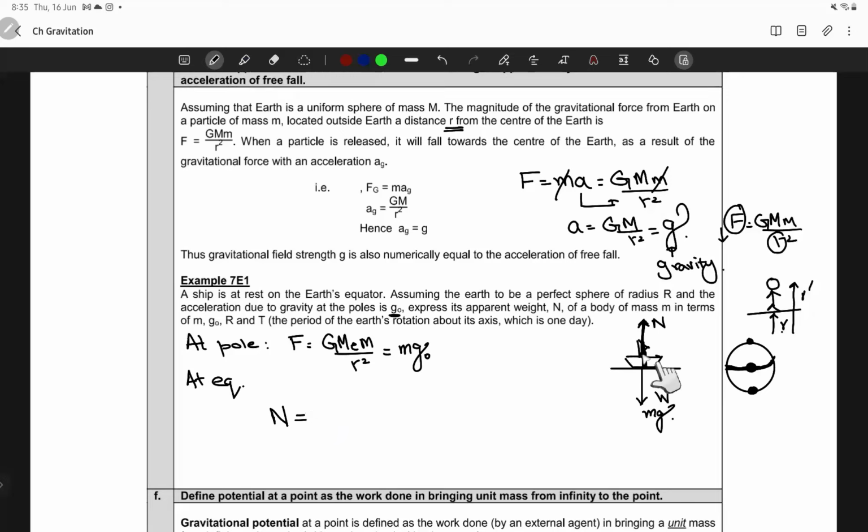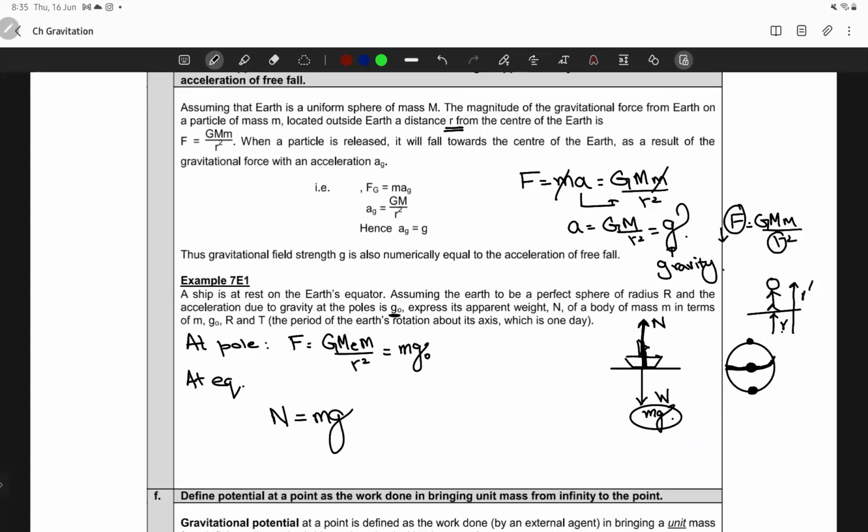So this would be equal to, now, what should this be equal to? It should be equal to this mg, right? That's obvious. Only in that scenario would this ship be at rest, if there is no net force acting on it. So it should be equal to the weight. That's a must, to balance this ship.